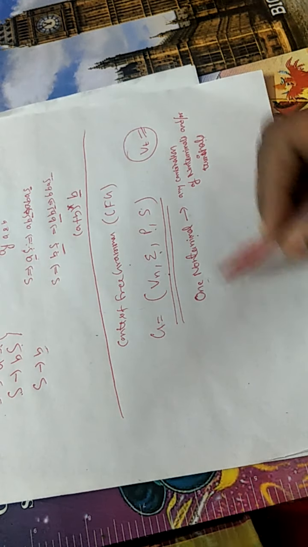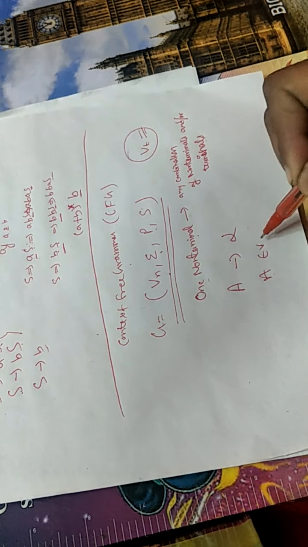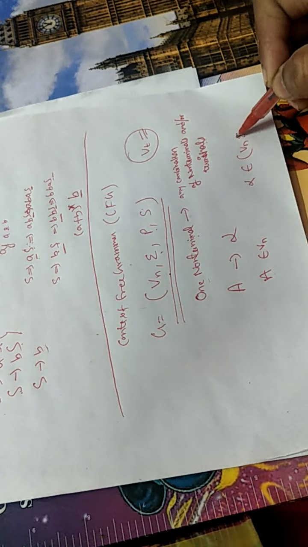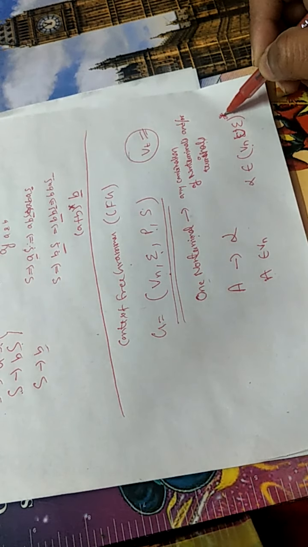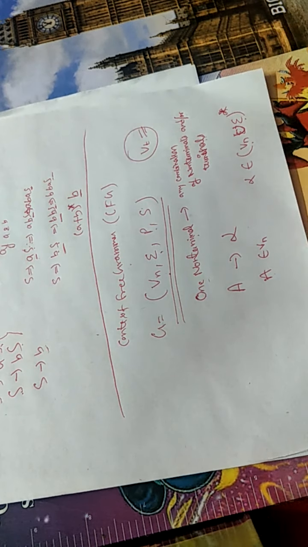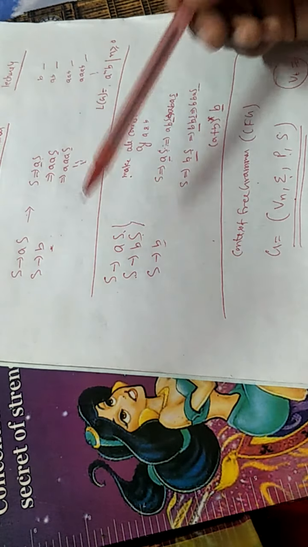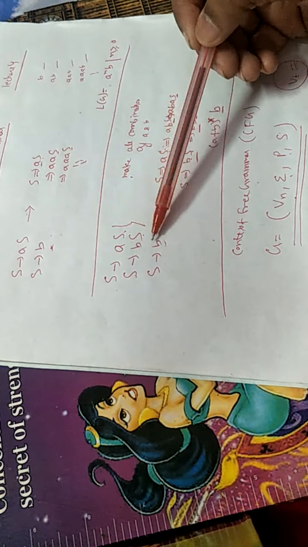So it is a production A tends to alpha, where A is a non-terminal and alpha is any combination of non-terminals and terminals. Star means any combination including epsilon. So whatever we have seen till now, the grammars we have made, all are context free grammars, because in all grammars we have only one non-terminal here, and in all grammars we have combinations of terminals and non-terminals here.